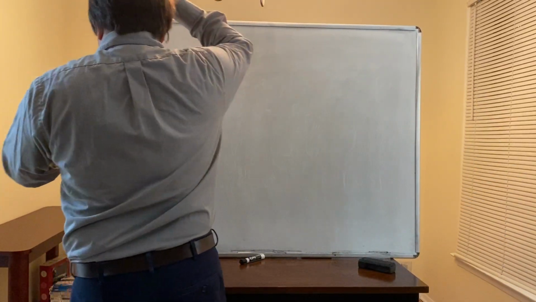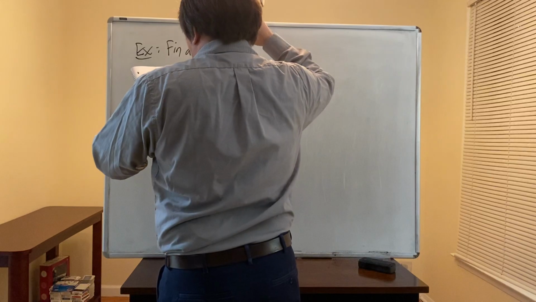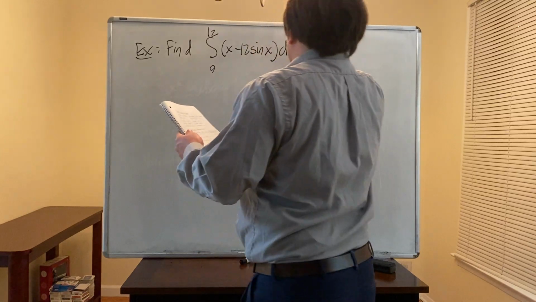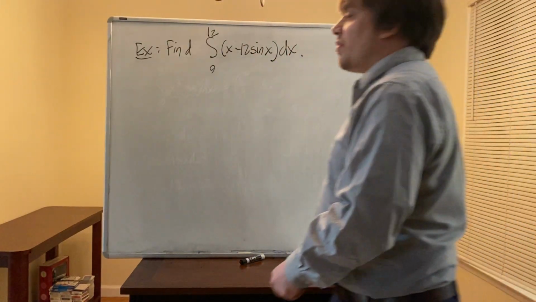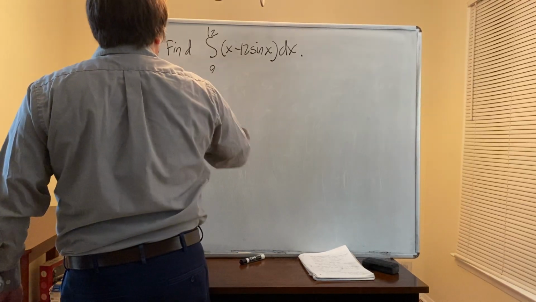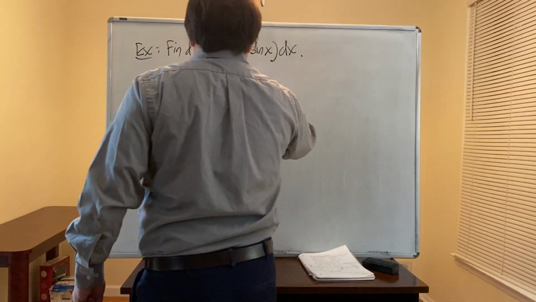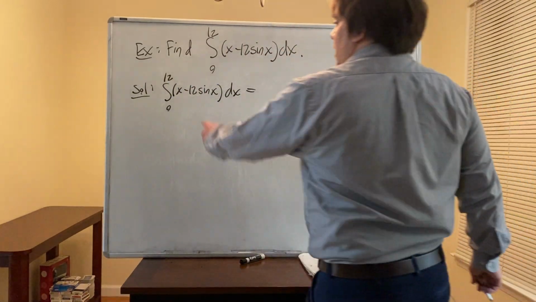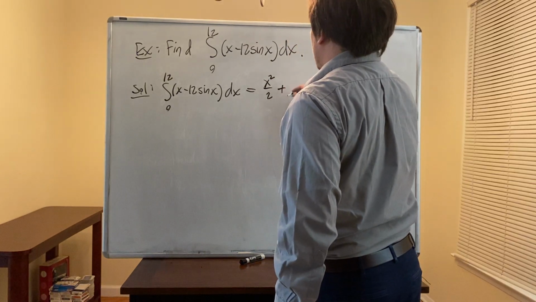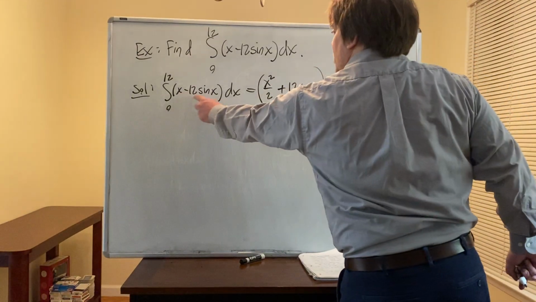Example: find the definite integral from 0 to 12 of x minus 12 sine x dx. Okay, so let's find that definite integral solution. The definite integral from 0 to 12 of x minus 12 sine x dx is equal to, so what's an antiderivative of that function? It's x squared over 2 plus 12 cosine x. That's a function whose derivative is x minus 12 sine x.